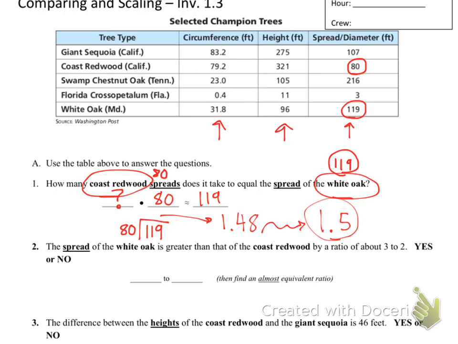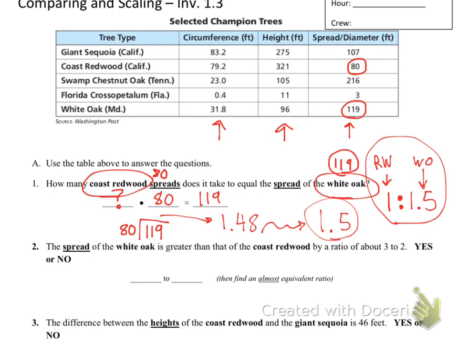Okay? Which means that for every 1 foot of redwood, I get 1.5 feet of white oak. I have a ratio there. I can make a fraction from that. I can make a percent from that. I can do all kinds of amazing stuff with that. But now I know that relationship.